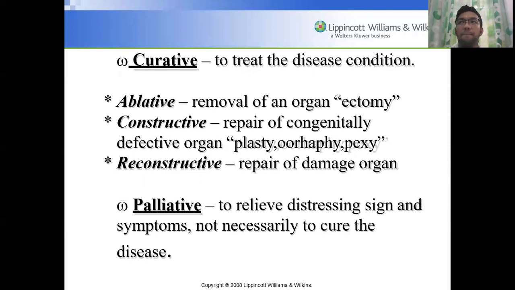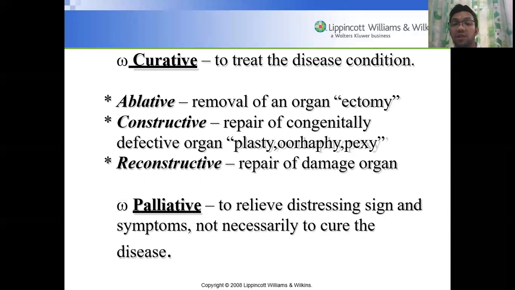Or episiorrhaphy, repair of the perineum. So those are examples of constructive surgery. Any surgical procedure that ends in plasty, raphy, or pexy.